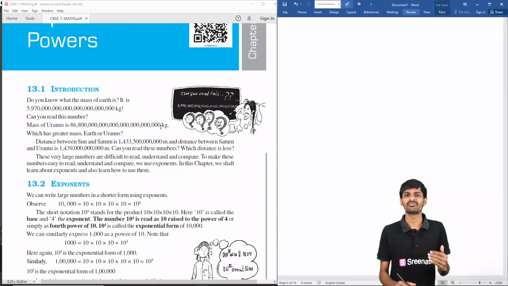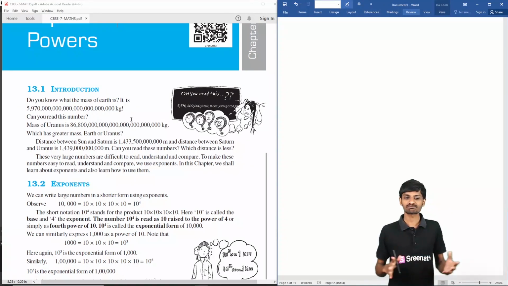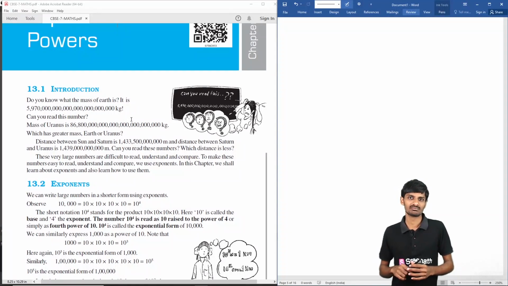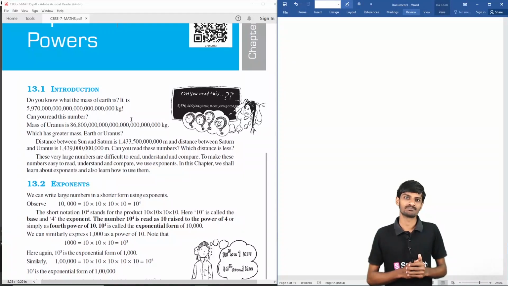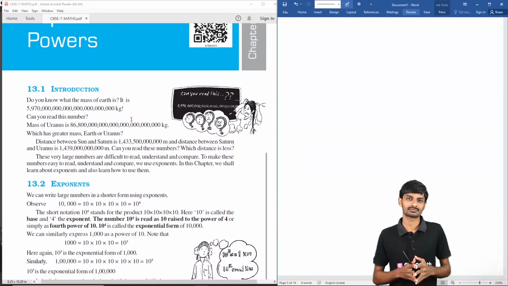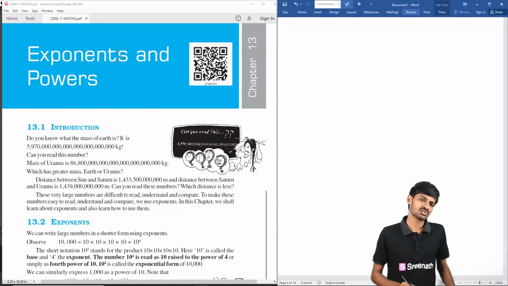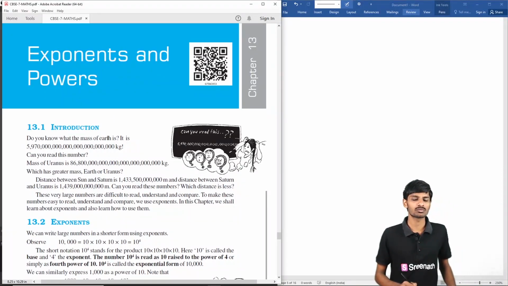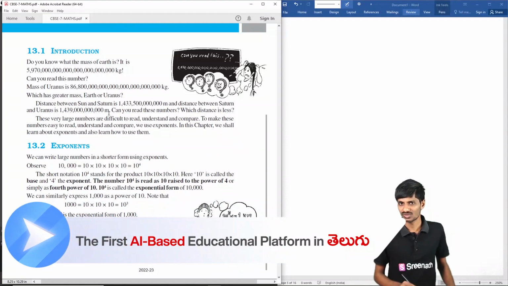No. So if I ask you to compare the mass of both, or to subtract or add them, how can you do it? It is very difficult for us. So for this situation, we are dealing with some concepts called exponents and powers. If you learn about exponents and powers, these calculations and comparisons will be more and more easy. Okay, students, so that is the overview.